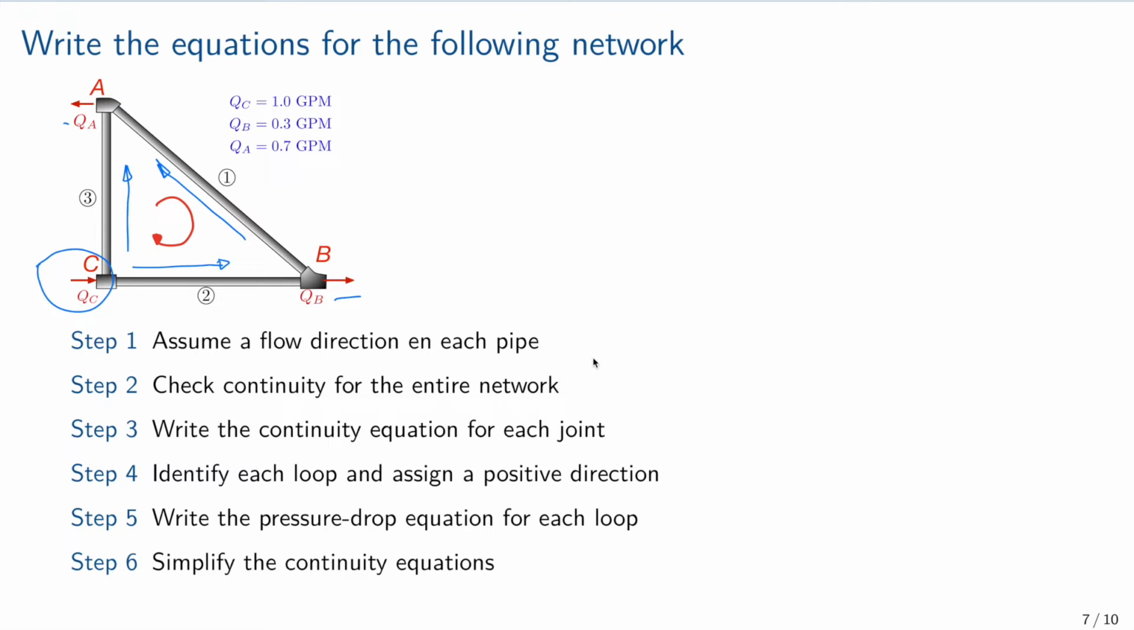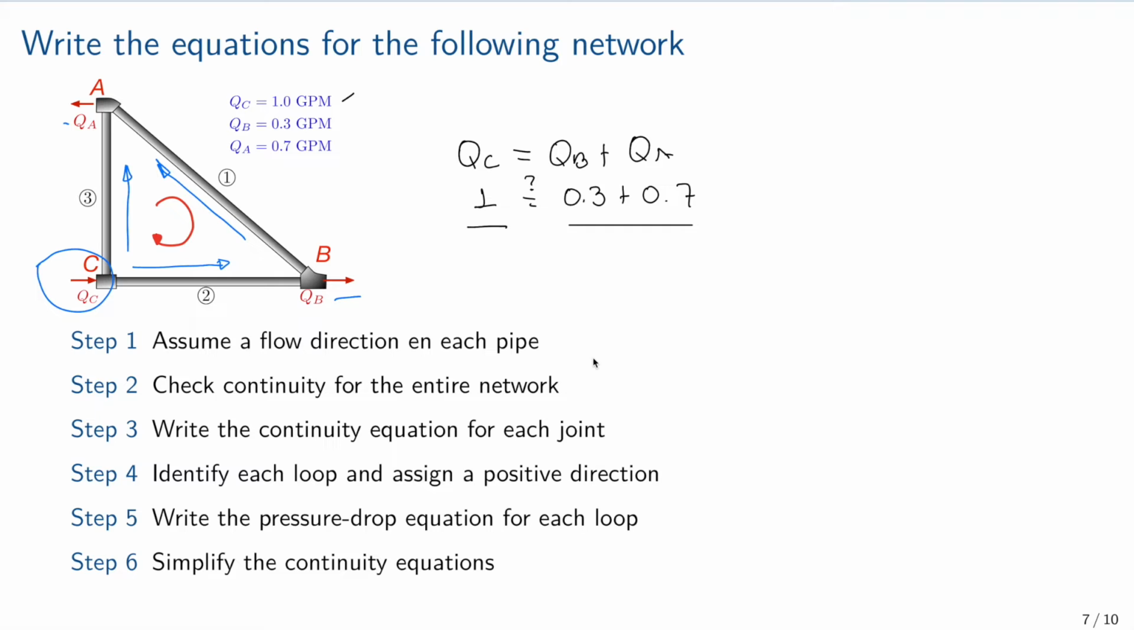So from the information in the diagram we have that QC is the input and the outflows are QB and QA. So QC is 1 and QB is 0.3 and QA is 0.7. So this is in agreement with the conservation of mass, 1 equal to 1.